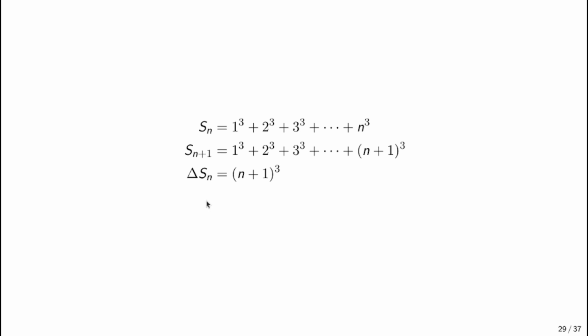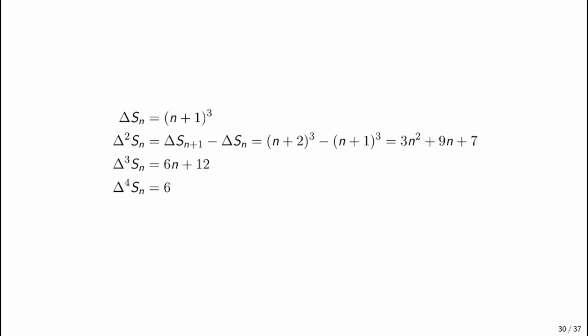Now delta Sn is (n+1)^3, then we can calculate delta square Sn. Delta square Sn will be delta Sn+1 minus delta Sn, which is (n+2)^3 minus (n+1)^3, which is 3n^2 + 9n + 7. Delta cube Sn will be delta square Sn+1 minus delta square Sn, which you can calculate as 6n + 12. Delta to the power 4 Sn is 6.